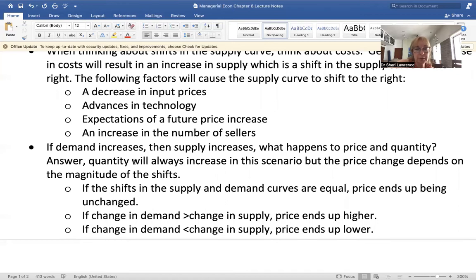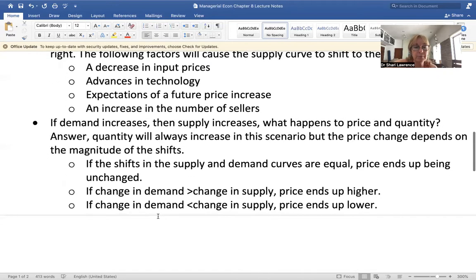Quantity is always going to increase in this scenario, but the price change depends on the magnitude of the shifts in the curves. So if the shifts in the supply curve and the demand curve are equal, then the price ends up being the same. The quantity has increased, but the price is the same. If the change in demand is greater than the change in supply, then the price ends up being higher. However, if the change in demand is less than the change in supply, then the price ends up being lower.